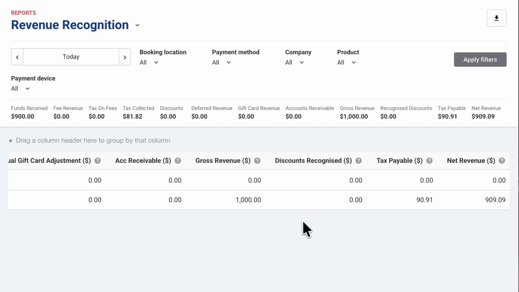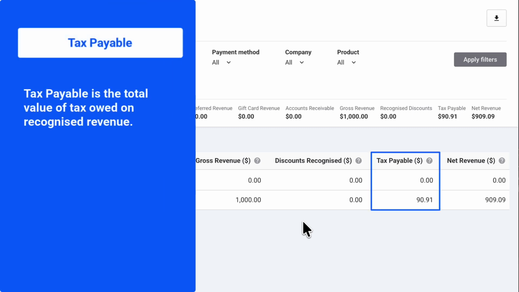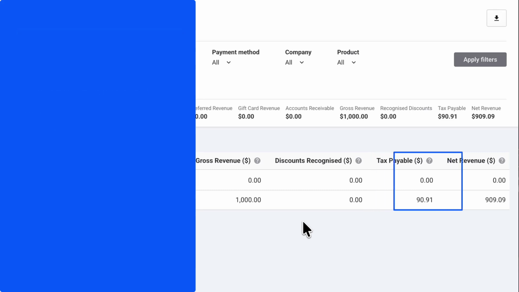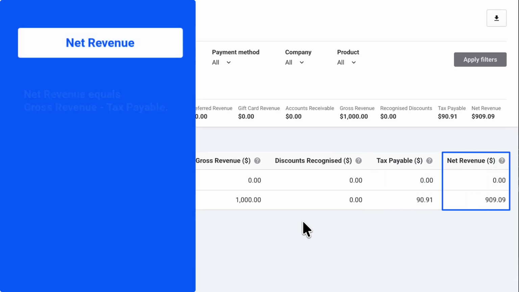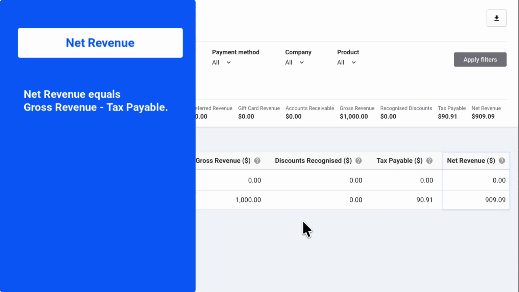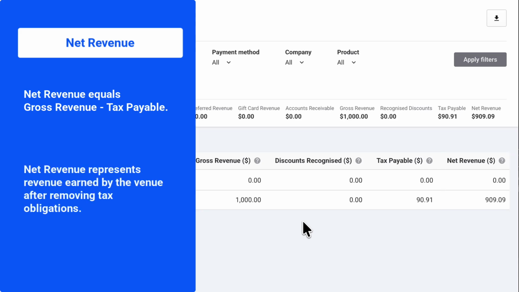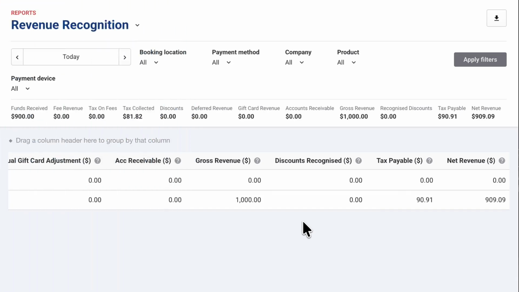Next, Roller calculates tax payable. Tax payable is the total value of tax owed on recognized revenue. Finally, net revenue is calculated. Net revenue equals gross revenue minus tax payable. Net revenue represents revenue earned by the venue after removing tax obligations.